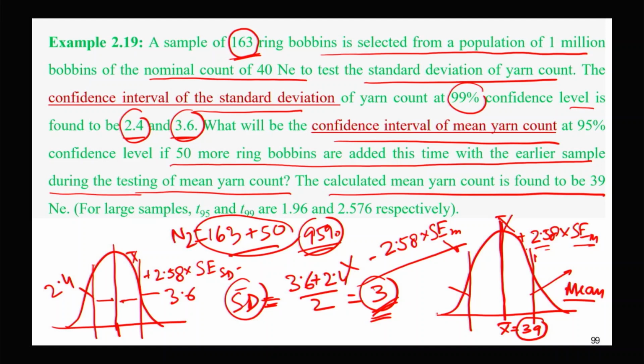Okay. Now, so standard deviation of population is calculated here. From there, what we have to do, we can calculate the standard error of mean, and we can calculate the number of varieties.